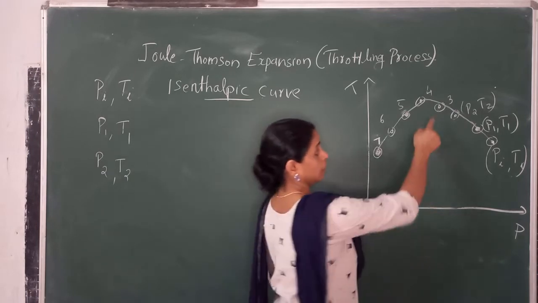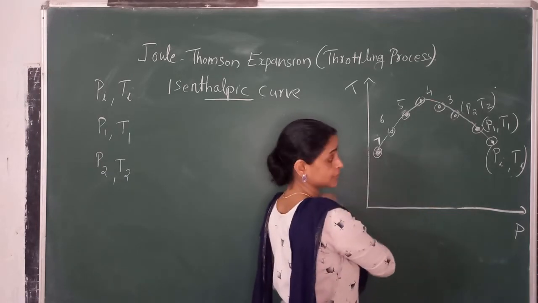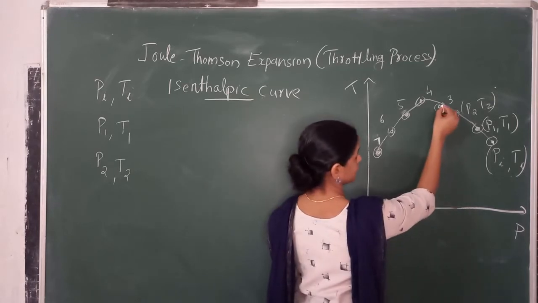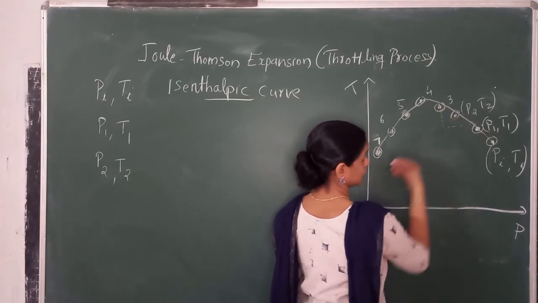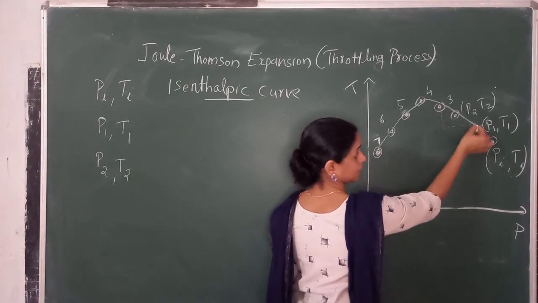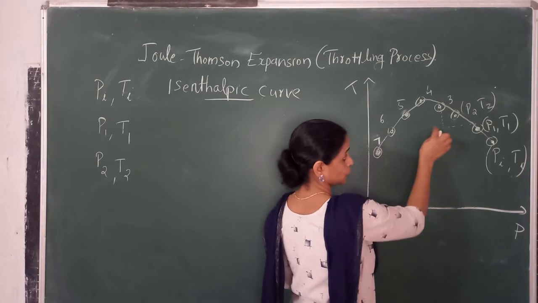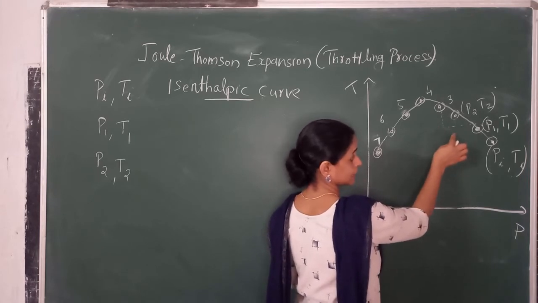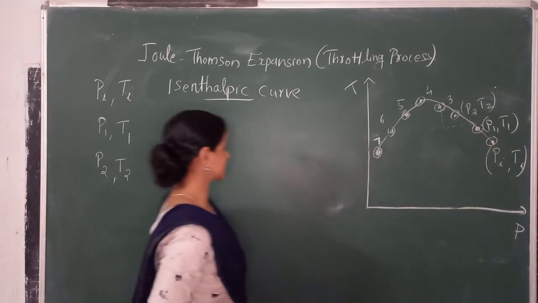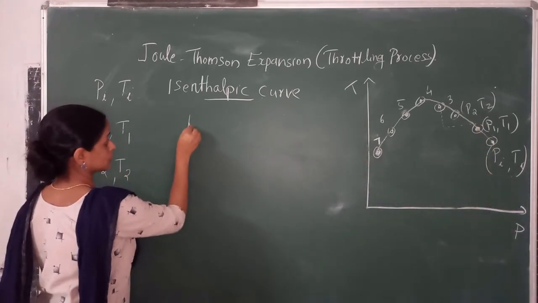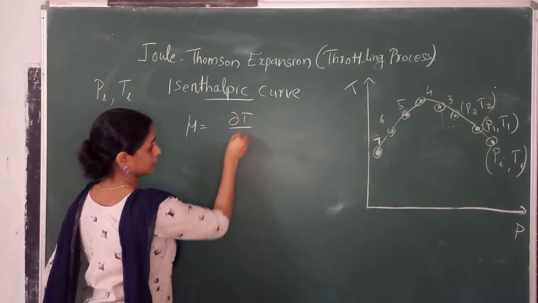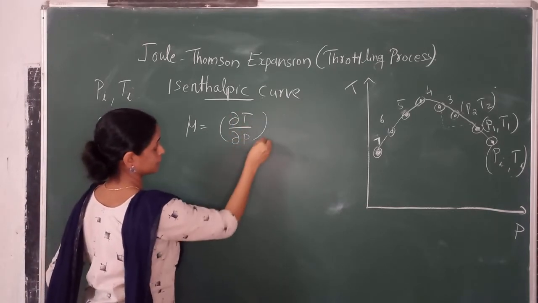So we can calculate the slope of this isenthalpic curve. If I am taking the slope here, the pressure is increasing but the temperature is decreasing. So for a constant enthalpy, the slope is ∂T/∂P at H. And this slope is represented by the quantity mu, that is (∂T/∂P) at H.